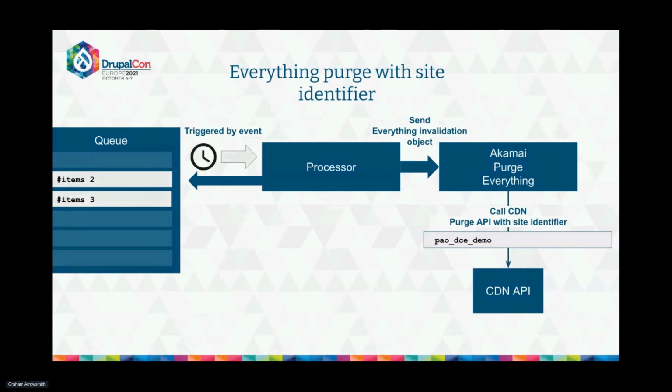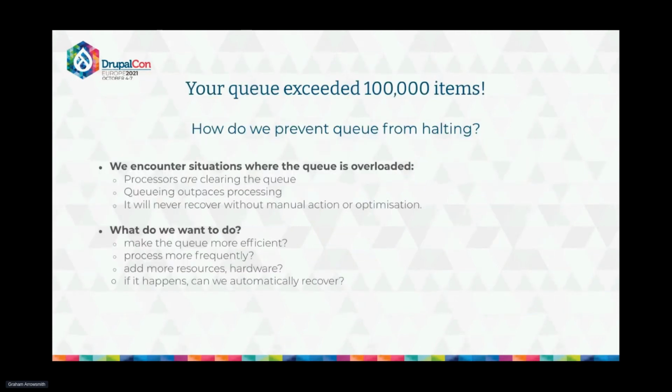Now, with this mechanism available to us, we were able to handle some other challenges as well. What we encountered next was moments when we would reach the limits of the queue. As a safety mechanism, Purge will halt queuing, something that's clearly wrong, because the queue's overloaded. What we found was our processes were attempting to clear the queue, but the queuing itself outpaced the speed at which we could process it. And unless we did something, either manual action or further optimizations, we would reach this state.